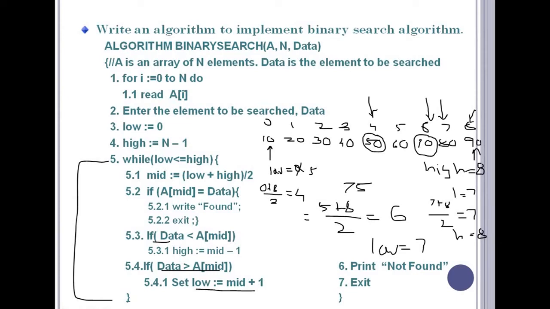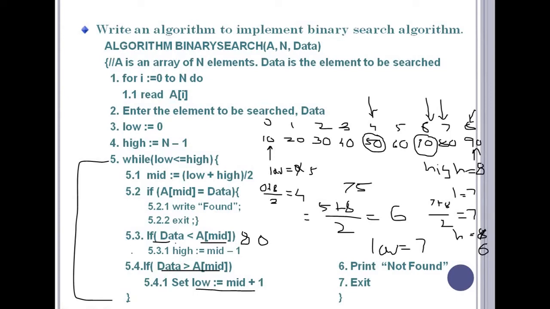This condition is false, it will enter over here. My data is less than A of mid, so my data is 75 and it's less than the A of mid, that is 80. So my high is mid minus 1. So my high is 7 minus 1, that is, my high right now is 6. Again I will enter into the while and I will see that my low is 7 and 7 is less than or equal to 6. Here my condition is false.